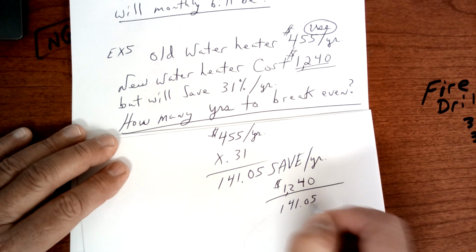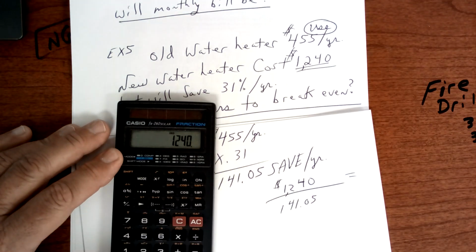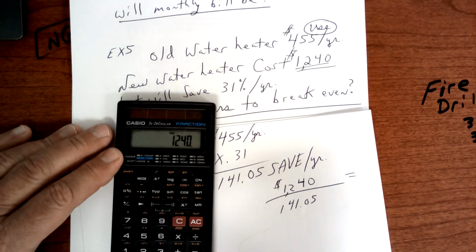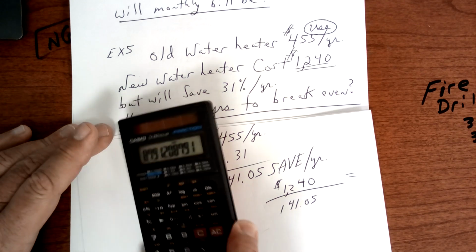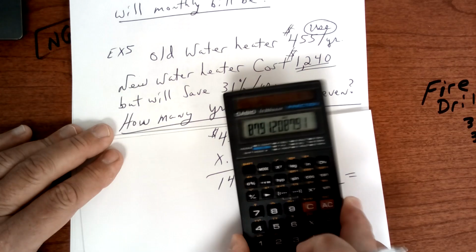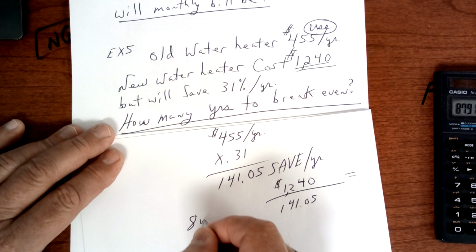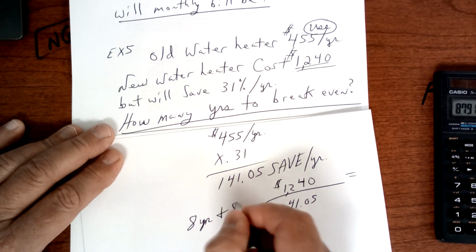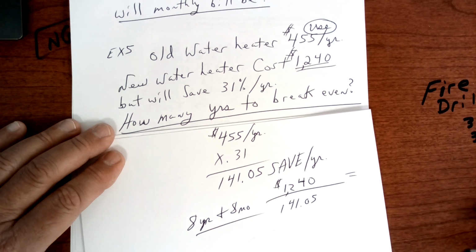And let's try that and see what we get. So 1240 divided by 141.05. It's going to take you 8.8 approximately, 8 years and 8 months before you break even. That is the concept of break even. One more.